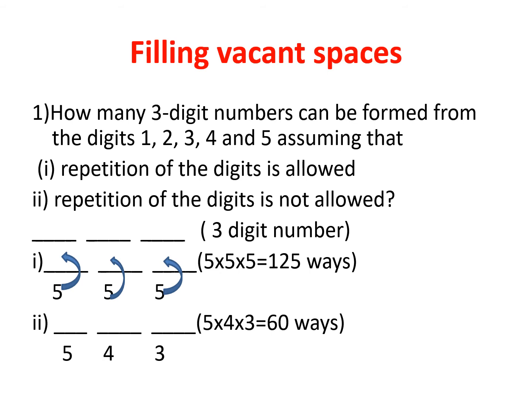to make the number. But in the second case, the repetition is not allowed. So once we are using any digit on the first place, we cannot use that digit on the second place or third place. So once we fill the first position in 5 different ways, we will be left with 4 choices to fill the second position and only 3 choices to fill the third position. So in total we have 5 into 4 into 3, which is equal to 60 ways for forming the number.